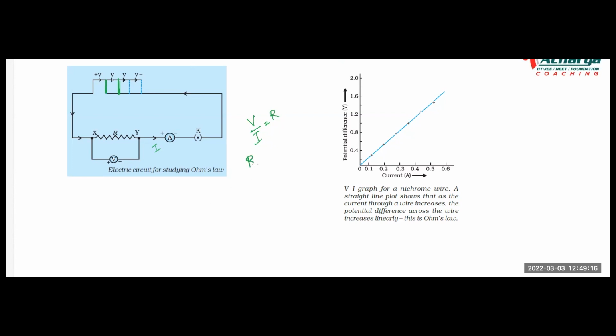And we can define R is equal to V by I, and R has the unit ohm. It is represented by this symbol. And we can define 1 ohm from this relation. 1 ohm equals 1 volt divided by 1 ampere.